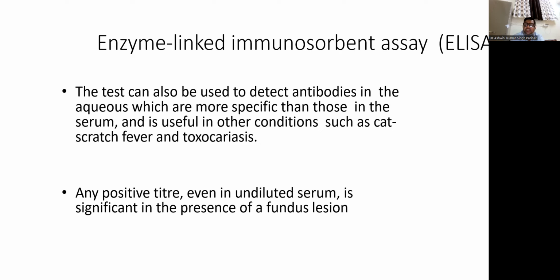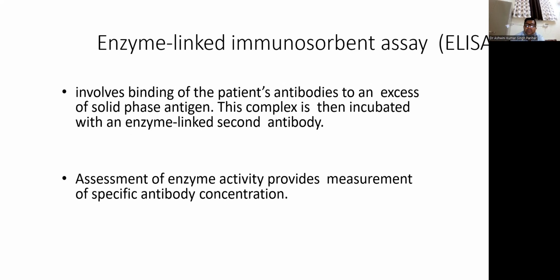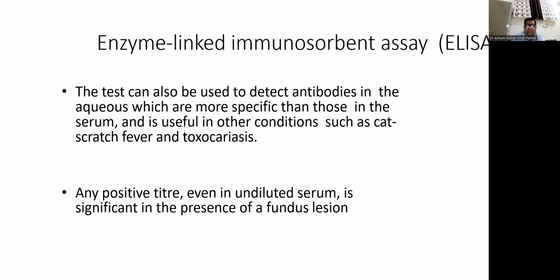These tests can also be used to detect antibodies in the aqueous, which are more specific than those in the serum, and useful in other conditions such as cat scratch fever and toxoplasmosis. So ELISA is a very specific test. Rather than patient blood, you can also use the patient's aqueous. If you have uveitis along with fundus lesions and you are suspecting these conditions, you can perform the ELISA on the aqueous humor also, by AC tap.